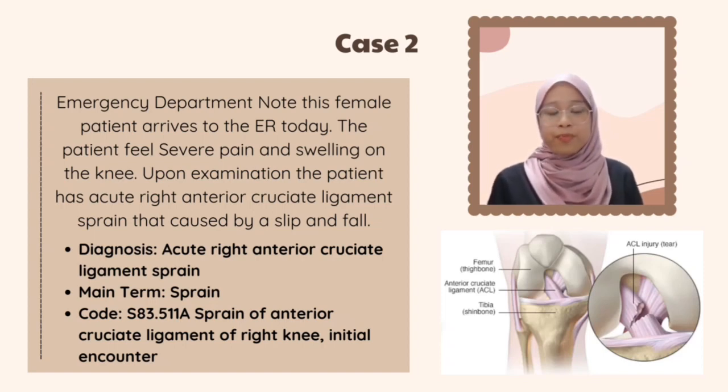Under sprain, we can look for knee, and under knee, look for cruciate ligament, and under cruciate ligament choose anterior. Then from the tabular list, add A as the 7th character for initial encounter, and the code for this case is S83.511A, which is sprain of anterior cruciate ligament of right knee, initial encounter.